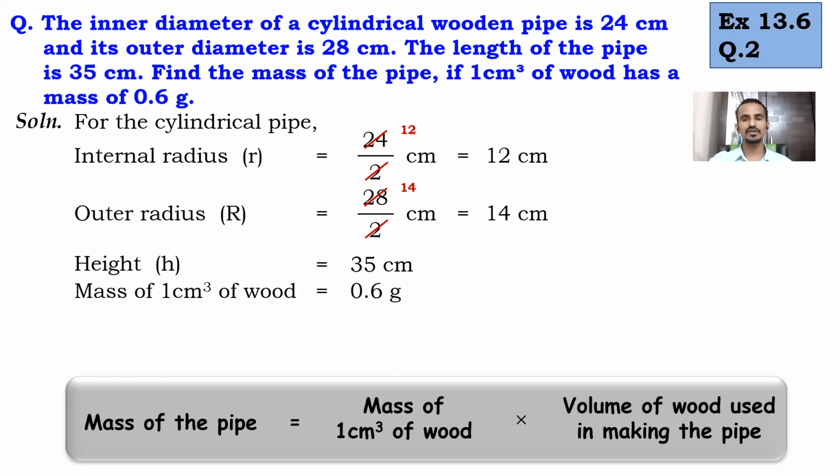Now how to get volume of this pipe? Now remember, it is not a solid cylinder. If it was a solid cylinder, then we would directly do pi r square h, but it is not solid, it is hollow, it is open from inside.